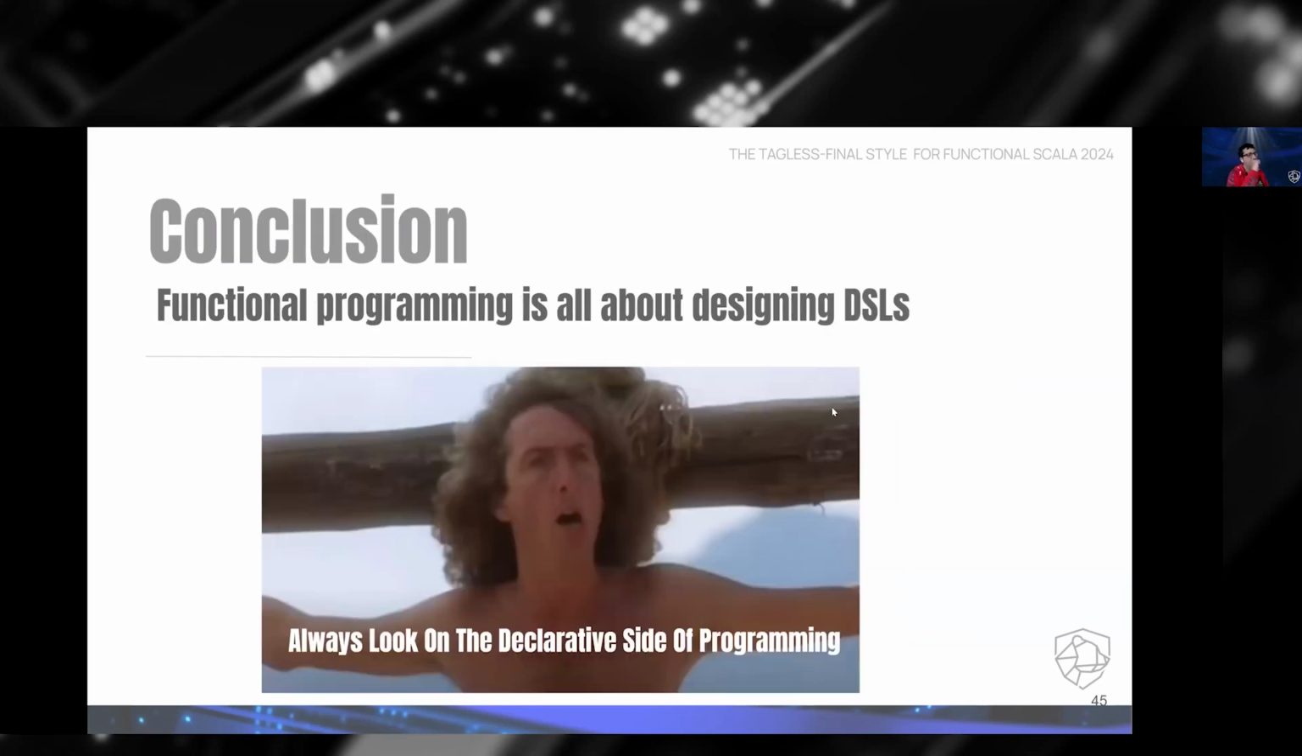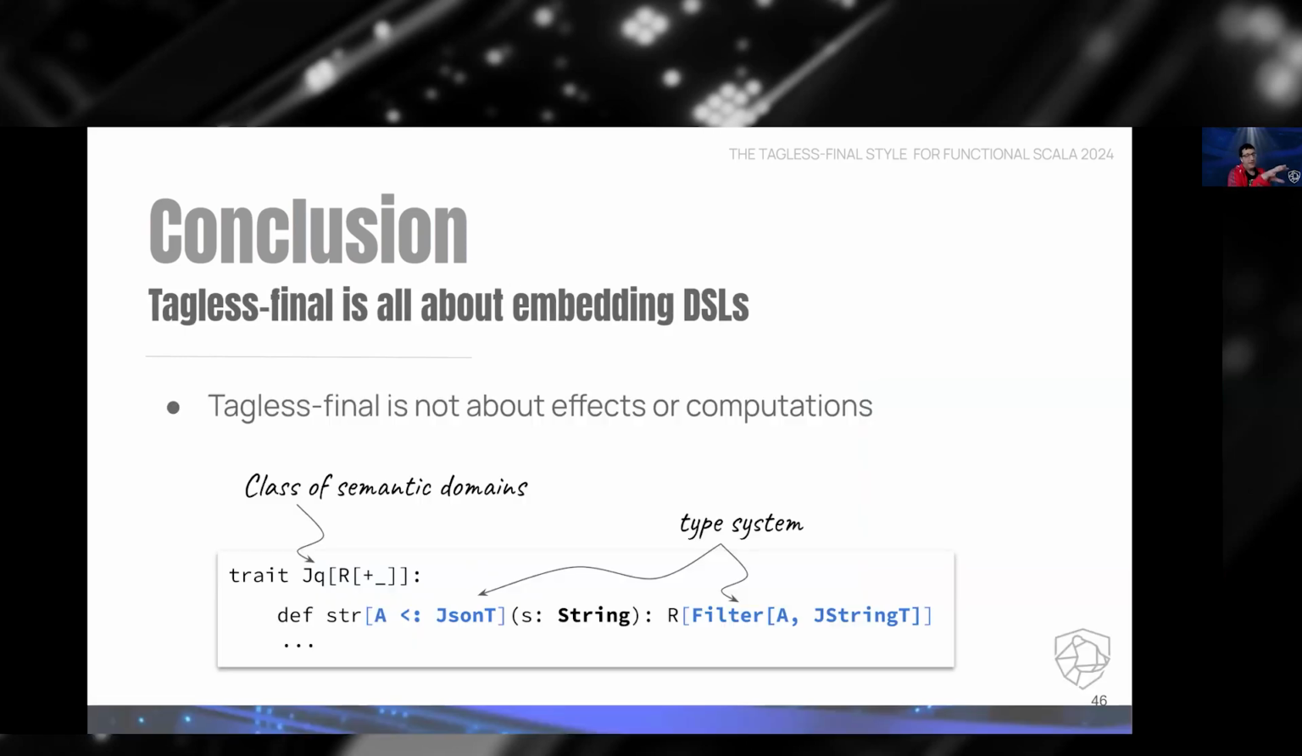So in conclusion, always look on the declarative side of programming. Okay, there are always chances to write in a more declarative style. There are always chances to implement domain-specific languages for your application domain. There are many advantages in being more declarative. Also, tagless-final is all about implementing DSLs, right?